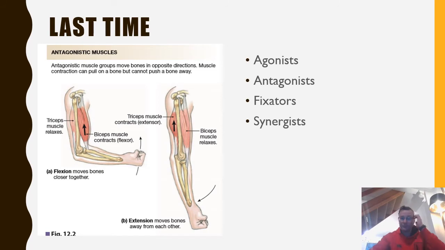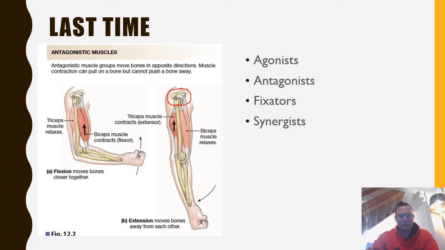So we looked previously at this concept of agonists, antagonists, fixators and synergists. In the picture there, you've got a very simple picture showing the biceps contracting and the triceps relaxing as an antagonistic pair. Fixators will fix the scapula to prevent unwanted movement there. If you look at the picture here, you can see that the origin of the biceps is actually on the scapula. So if the scapula itself was unstable, then that muscle wouldn't be able to pull with any force.